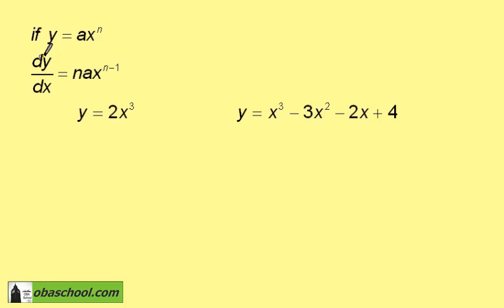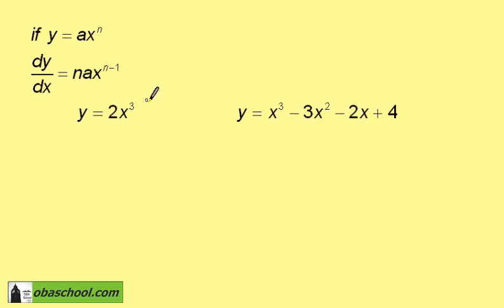This is the first of 5 examples, which are just a revision of basic differentiation. If y is equal to ax to the n, dy dx is nax to the n minus 1, so the power is reduced by 1.